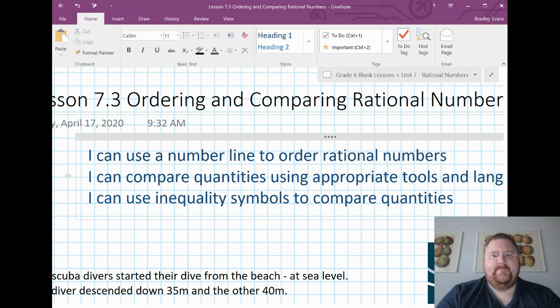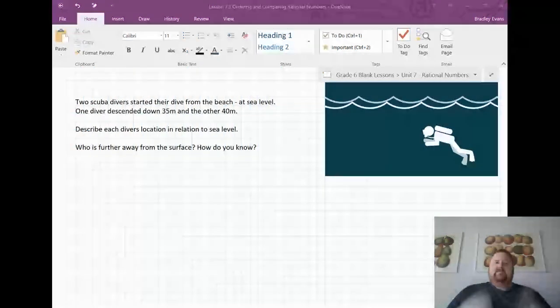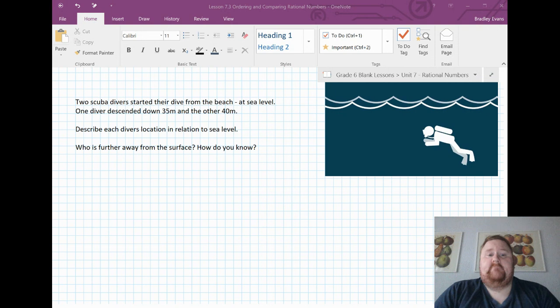Let's get going. So 2 scuba divers start their dive from the beach at sea level. Remember, that's going to be 0 meters. One diver descended down 35 meters, and the other went 40 meters. Describe each diver's location in relation to sea level, and who's further away from the surface.